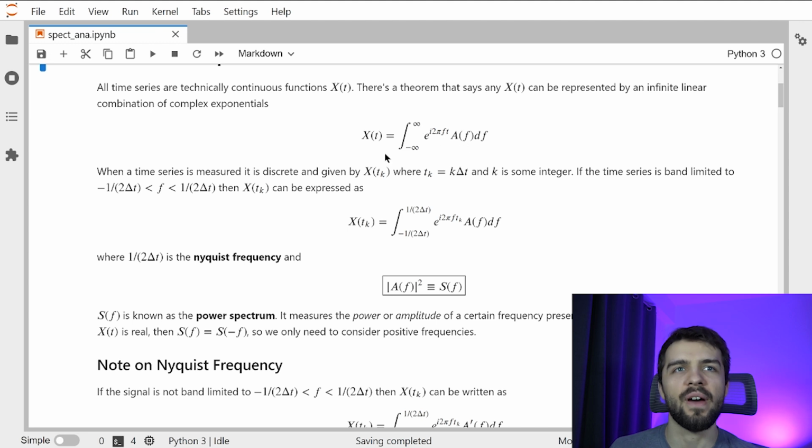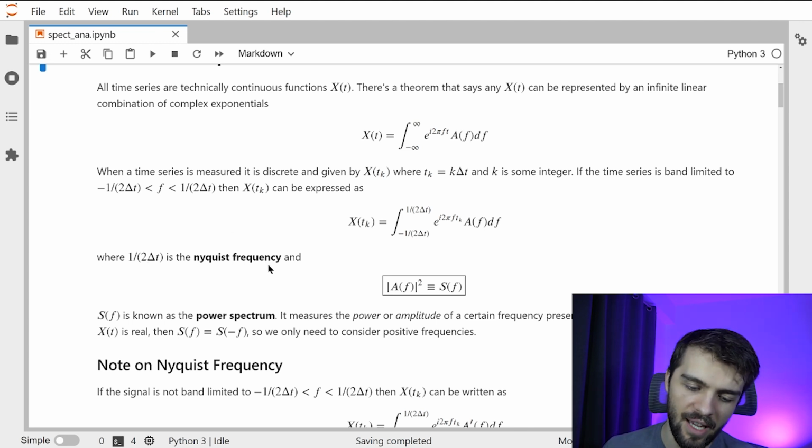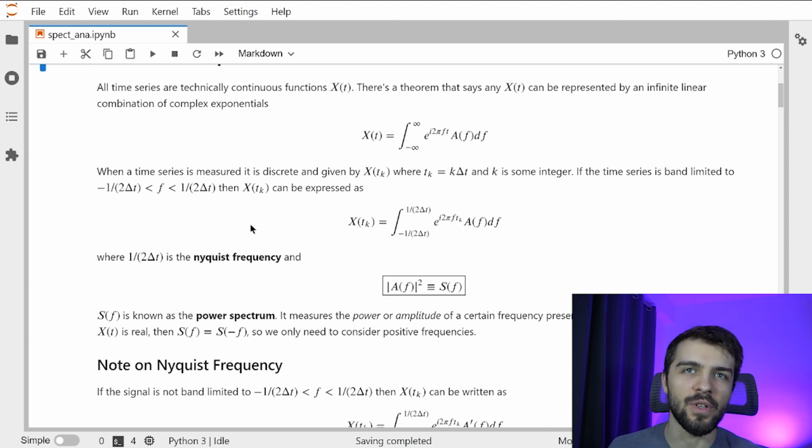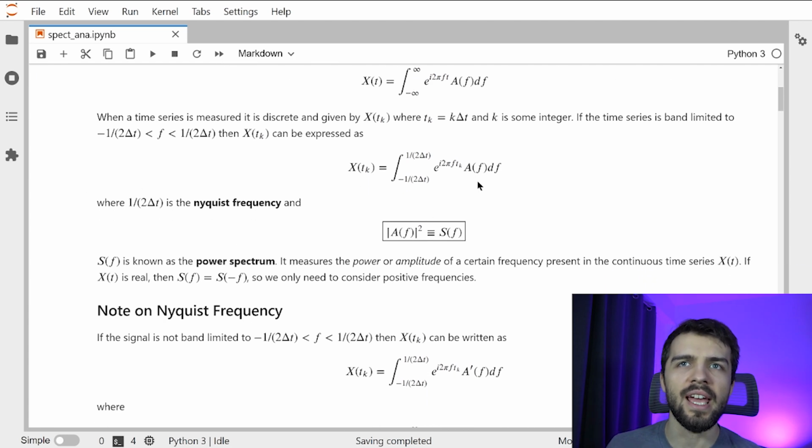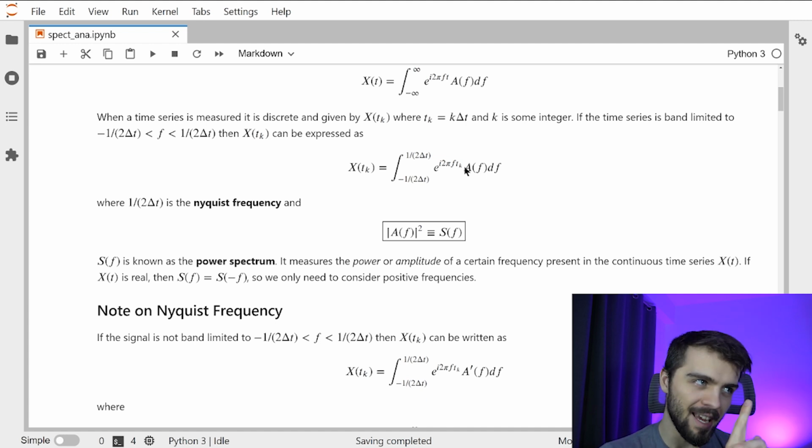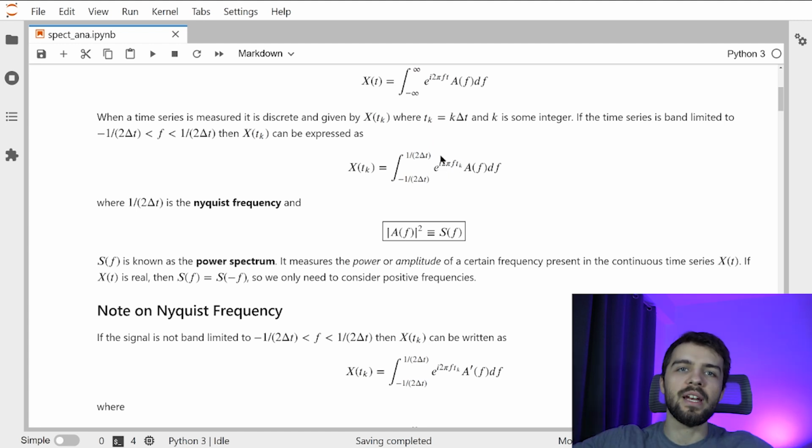So here, because A of f is 0 outside these values, I can express the integral like this, and I have e to the i 2 pi f tk A of f df. And 1 over 2 delta t is the Nyquist frequency, and I'll talk about this. There's a significance to this frequency, and it screws up your measurement if you don't take this into account or if you're not under this condition here. So this A of f, like I said, is the magnitude of the unit vectors, where you can think of e to the i 2 pi f tk as like a unit vector. You have infinitely many of them, and you add them together in this integral to make the function.